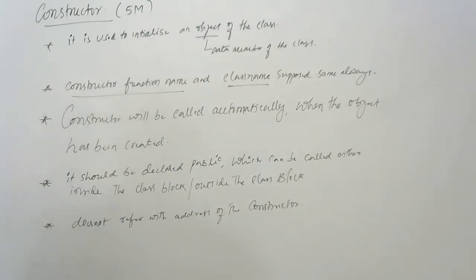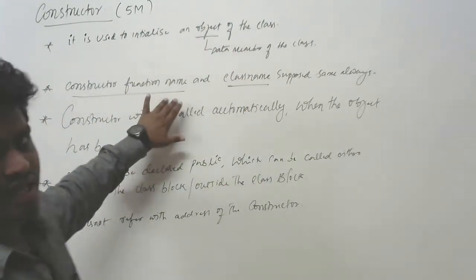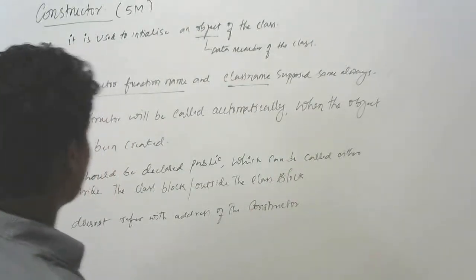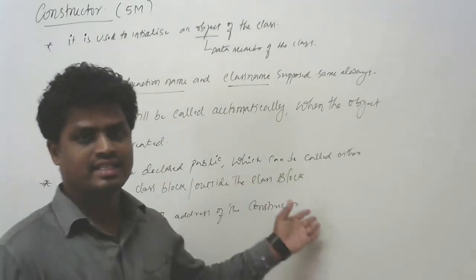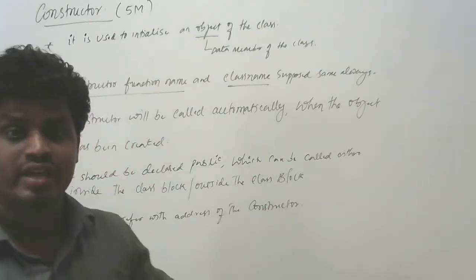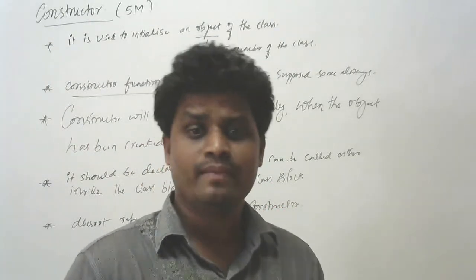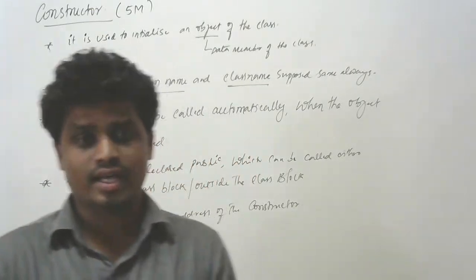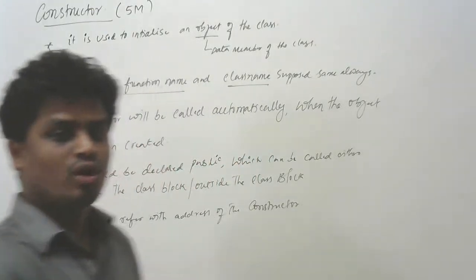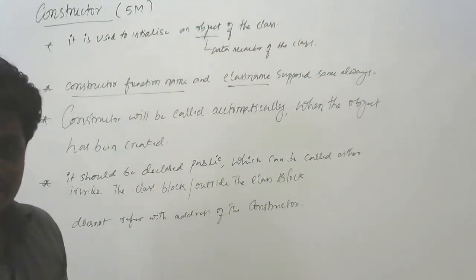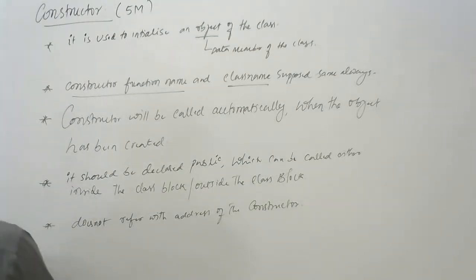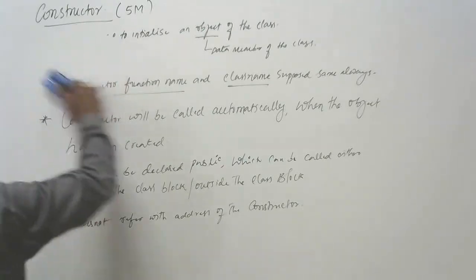Fine. First one is used to initialize the object of the class. Second, the name of the constructor and the class name are supposed to be the same. Third, it will be called automatically when the objects are created, and it should be declared inside the public access specifier so that we can define its body inside the class as well as outside the class block. And the next point, it does not refer to the address of the constructor.